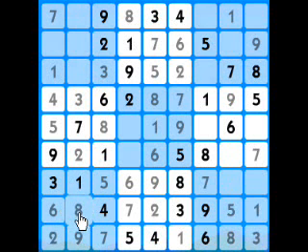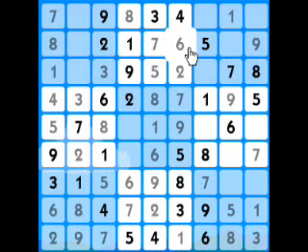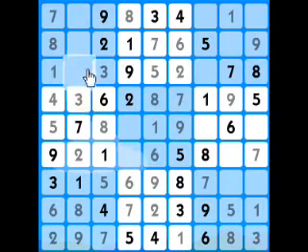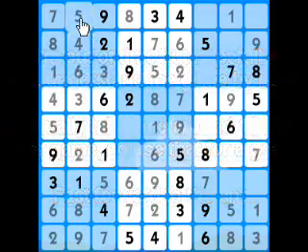Now everything in this row is done except for the 8, so that has to be the 8. So we're left with a 4, 5, 6 in this blue square. 5 and 6 have already been taken in this row, so that's got to be a 4. We've got a 5 and a 6. I've already got a 5 there, so this has to be a 6. Leaves that with a 5. Shazam!